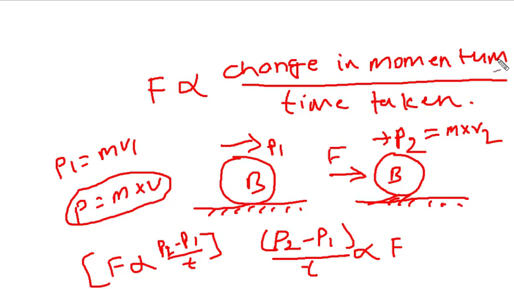Now what is change in momentum? The initial momentum was P1, then you apply the force, and it changes to momentum P2. So P2 minus P1 is the change in momentum, which is proportional to the force applied.